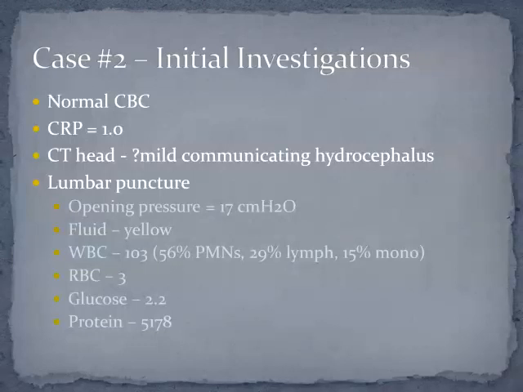So his initial blood work at the time showed normal blood counts, normal CRP. And the CT head had this question of a mild hydrocephalus. A lumbar puncture was performed, which showed normal opening pressure. Again, the fluid was yellowish, elevated white cells, again, a bacterial pattern with mainly neutrophils. And the protein was significantly elevated now at more than 5 grams.